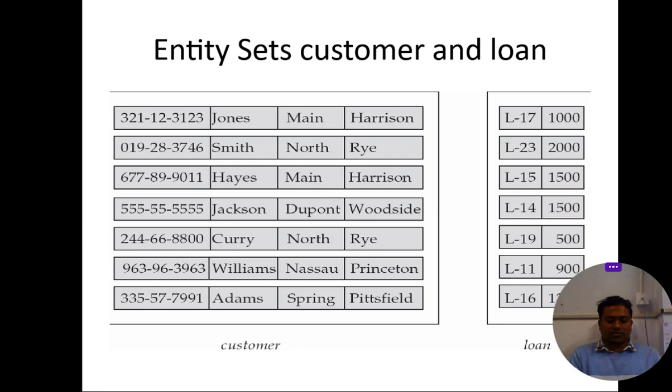This is the entity set customer and loan. Here there are customer ID, customer name, customer street, customer city, loan number and amount. The first column is customer ID, the second column is customer name, the third column is customer street, the fourth column is customer city, and the fifth and sixth are loan number and amount.